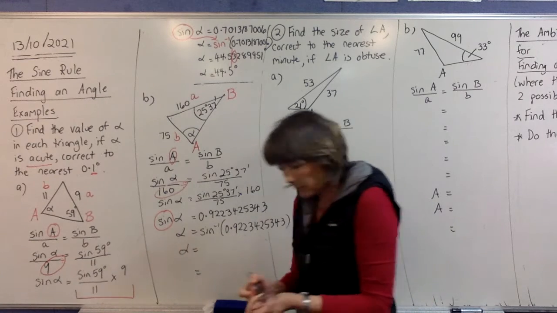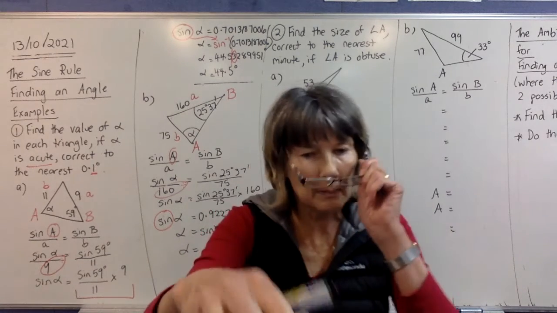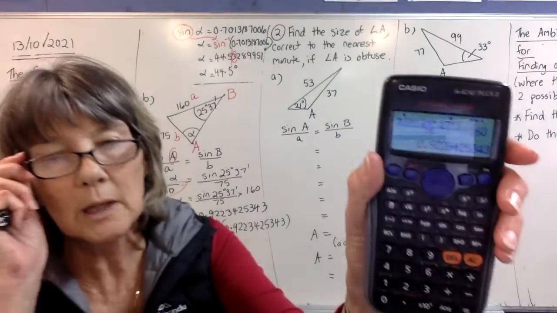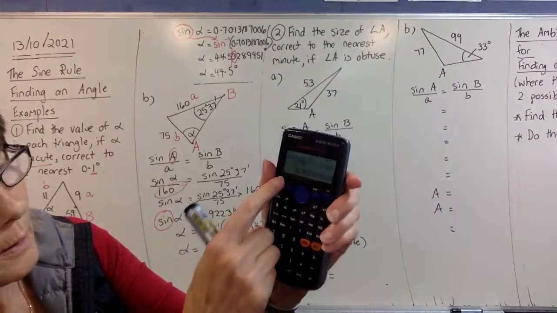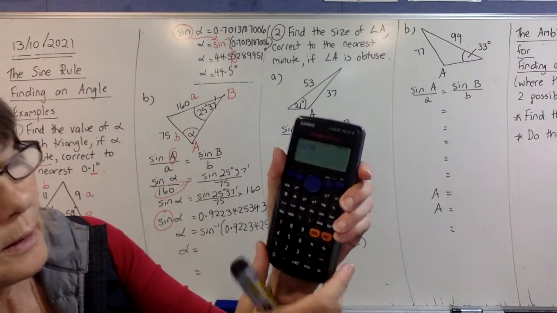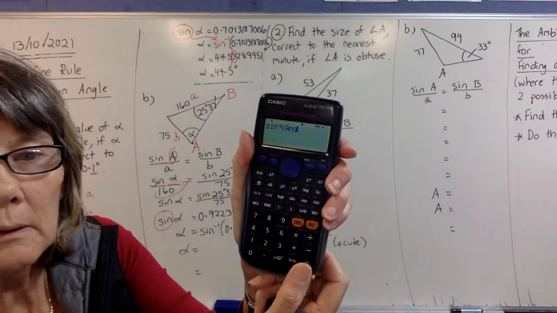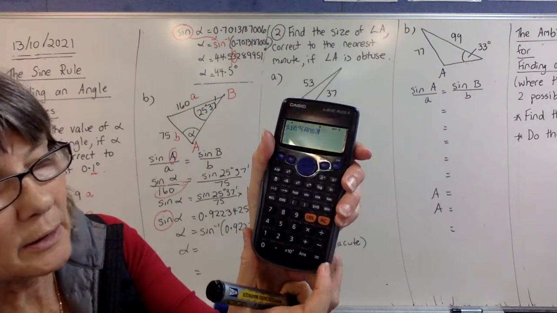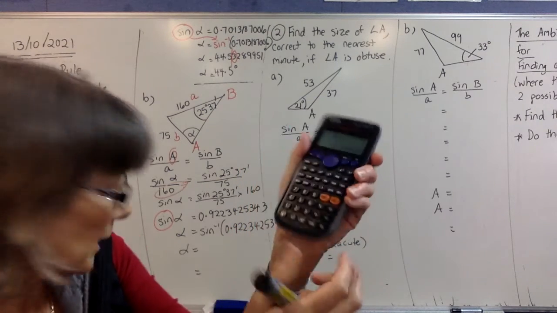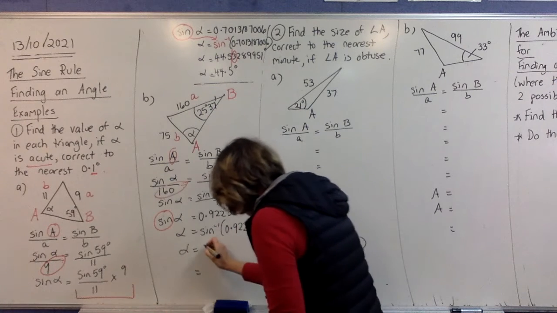Okay, so now we're ready to do it on the calculator. So remember, I haven't cleared that. I'm just going to go straight to doing shift sine or inverse sine. Then I'm going to press my answer button. That's the last answer that's going to be thought of by the calculator, and it'll work it out. And we're going to write that down.